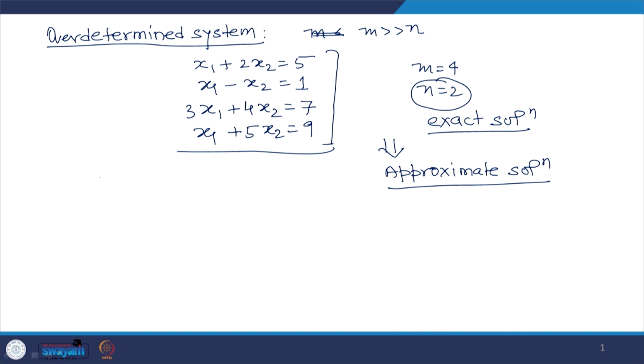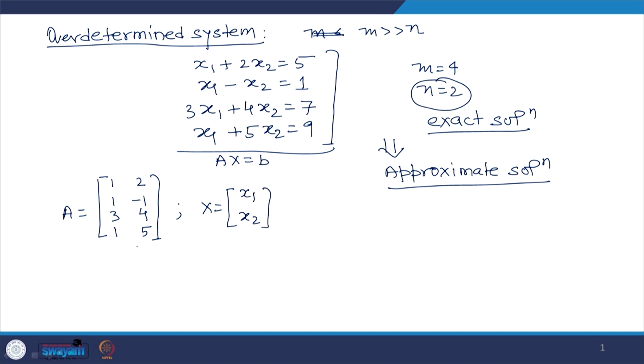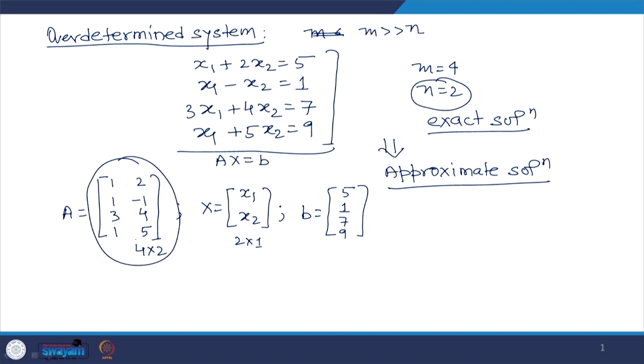How can I write this in matrix form? I can write it as Ax equals b, where A is 1, 2, 1, minus 1 coming from here, 3, 4 coming from here, 1 and 5. Similarly, x is the unknown vector, x1 and x2. So A is 4 by 2, x is 2 by 1, and b is the given right hand side vector: 5, 1, 7 and 9. In the case of an overdetermined system, the coefficient matrix A is a skinny matrix, since we have more rows than columns.